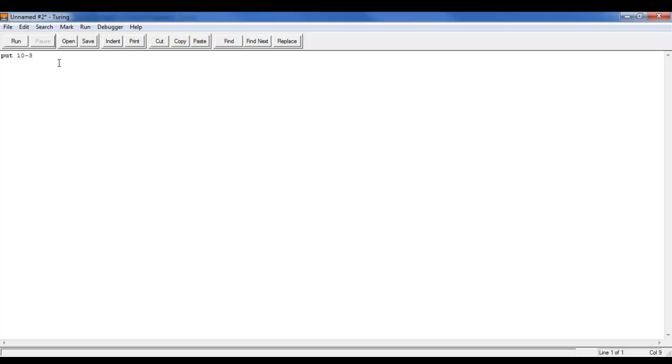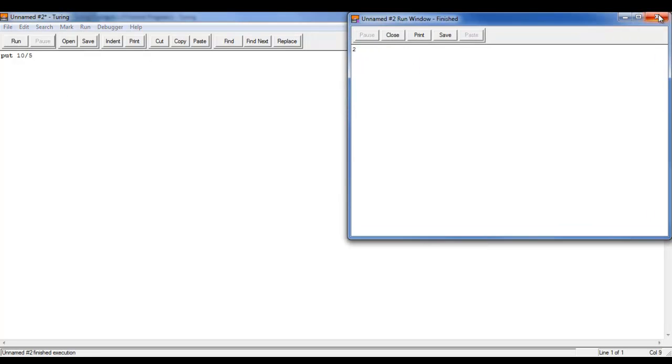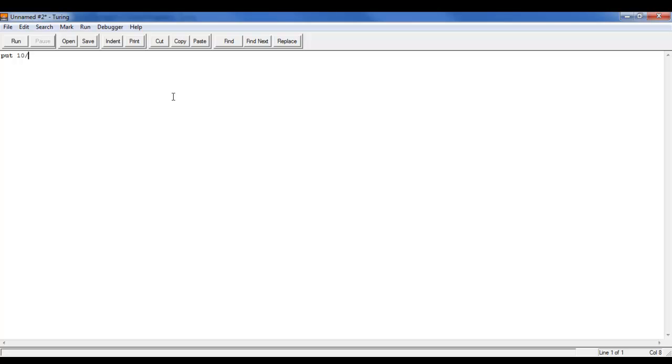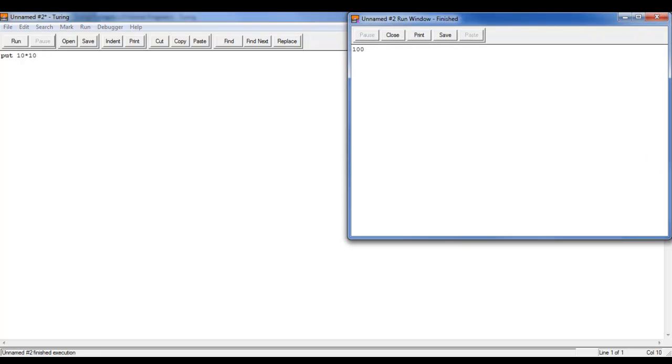We can also have division, which is a slash symbol. I think it's forward slash. So 10 divided by 5. If I write that, then it'll give me 2. And then finally, I can do asterisk, which is multiply. If I do 10 asterisk 10, it gives me 100.